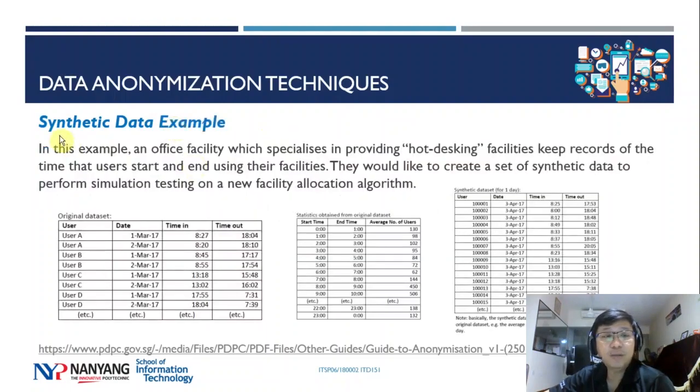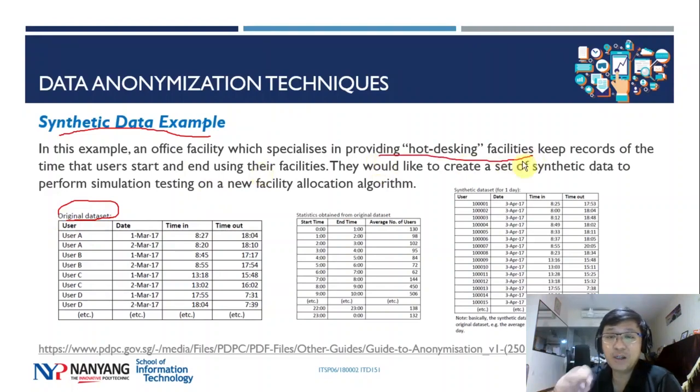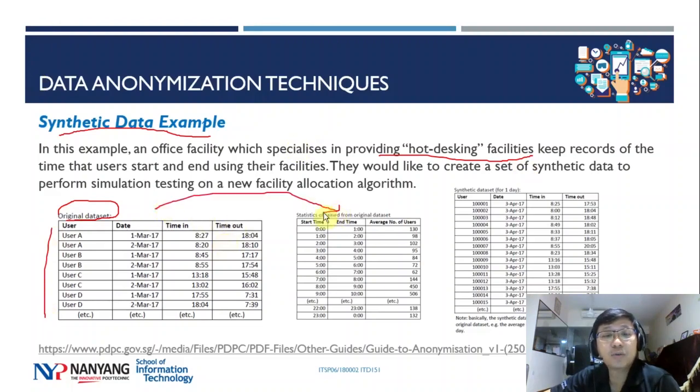So, an example of synthetic data. This is the original set of data. We collect the data of people using the hot desking facility, people booking the time to reserve a table or a meeting room. You take note of all the appointments or reservations. From there, you rearrange them into starting times and end times, and then you allocate the number of users.